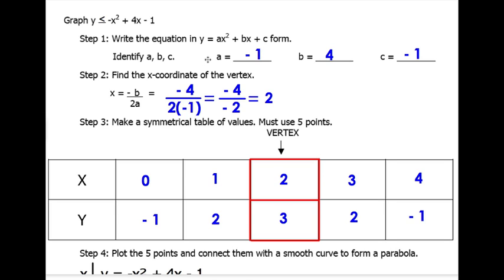A is always the coefficient in front of x squared. In our case, it's negative 1. B is always the coefficient in front of x. In our case, it is 4. And the constant is negative 1.